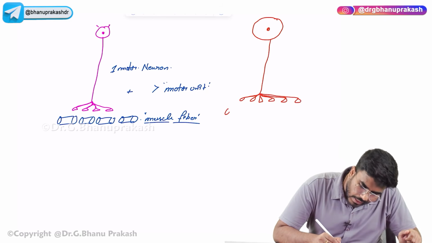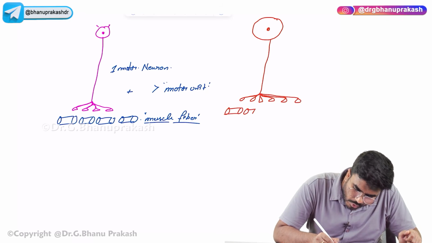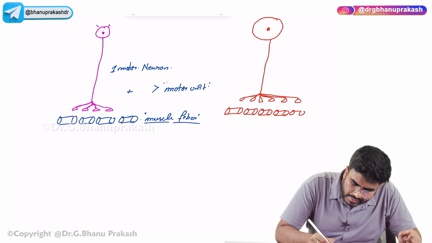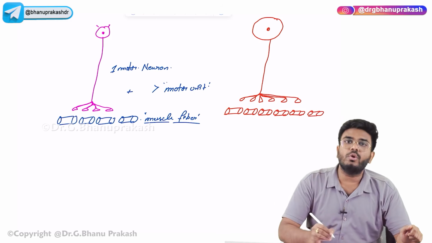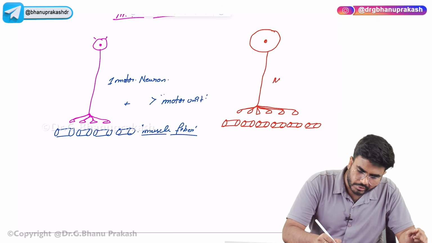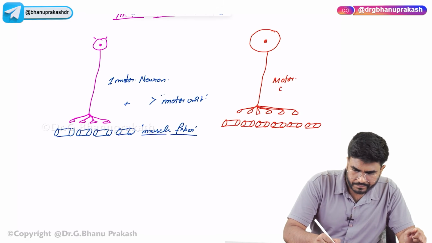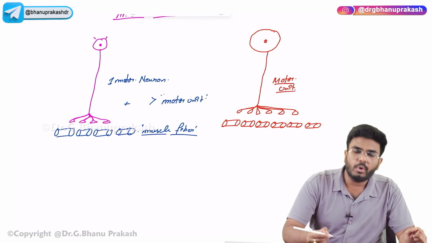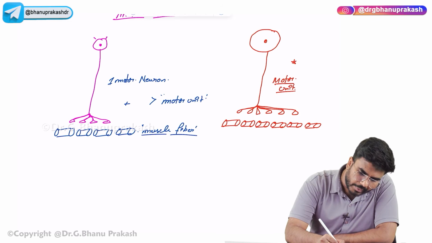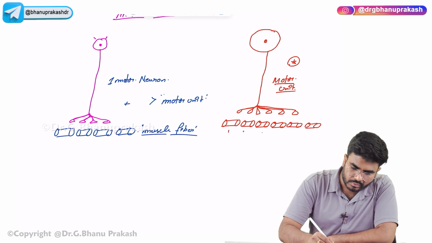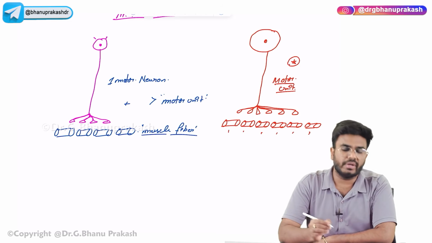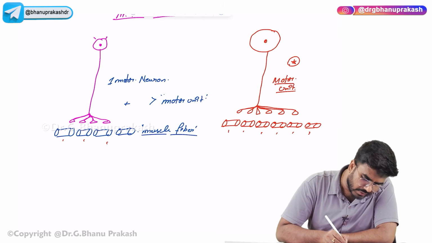Okay, see, now it is forming more synapses with more muscle fibers. So here more muscle fibers are getting innervated by this one single motor neuron. So this is also a motor unit. Now tell me, which is a bigger motor unit? Sir, this is a bigger motor unit because more muscle fibers are involved. 1, 2, 3, 4, 5, 6. It's a bigger motor unit. This is a smaller motor unit. 1, 2, 3, 4 only.